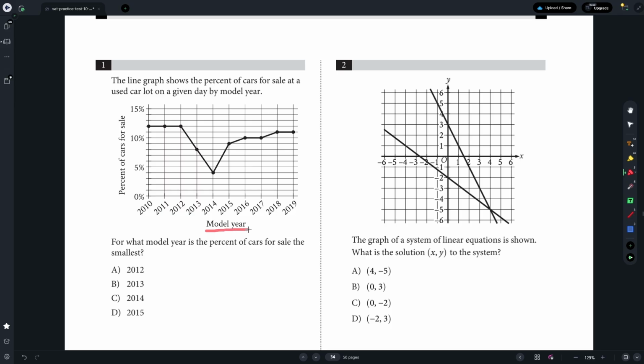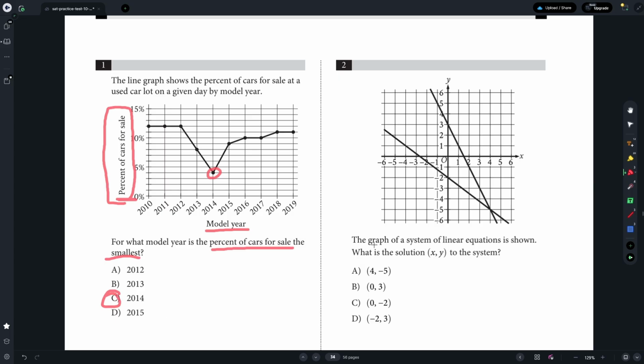So we see that model year is the X values, and percent of cars for sale is the Y value. So you want to look for where the percent of cars for sale is the smallest. So you want to look for the least Y value. And here you can clearly see that this point right here, 2014, is the least percent of cars for sale, which is 4%. So the answer is C, 2014.